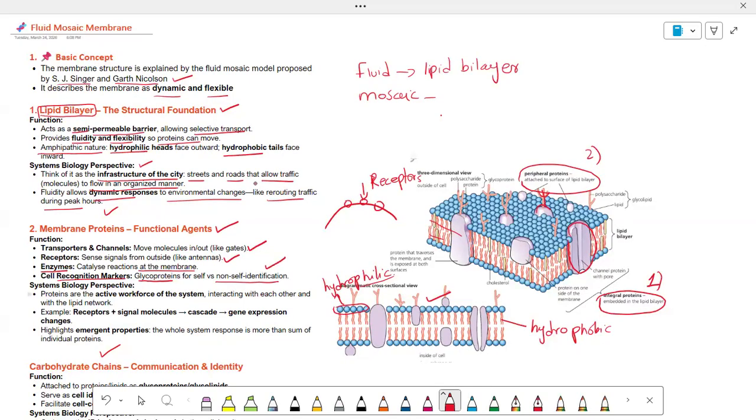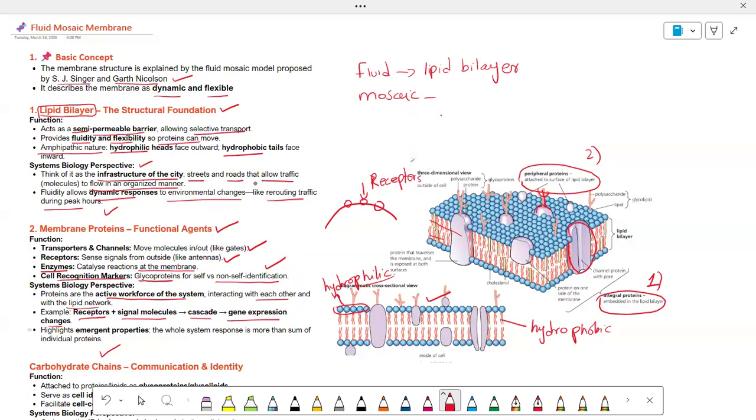So now I'm going to tell you how it works in a system. Proteins are actually the active workforce of the system, interacting with each other and with the lipid network. How does it work? It acts as a receptor plus signal molecule. These receptors give signal molecules, a cascade, and gene expression changes. It means when it gets signals, there is a whole pathway which is called a cascade. You will learn in the cell signaling pathway what a cascade is, and according to these signals, genes are expressed in the cell. So this is how it works.